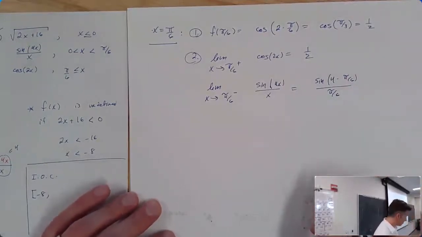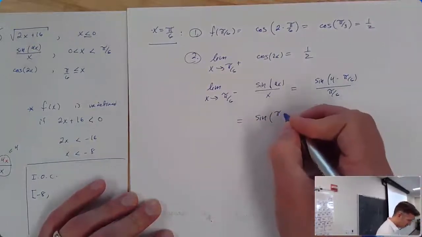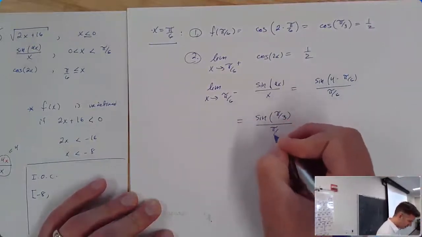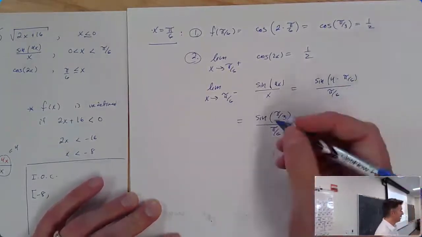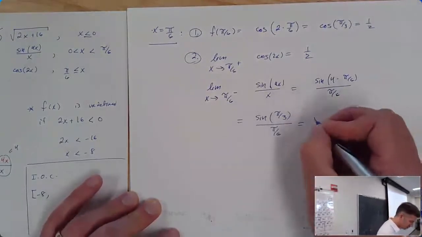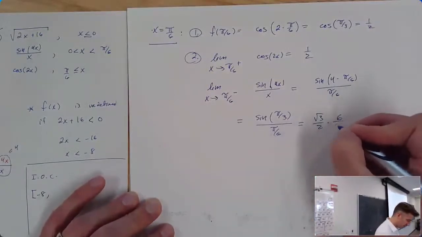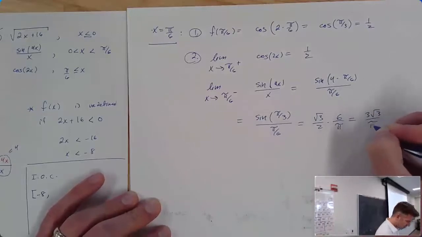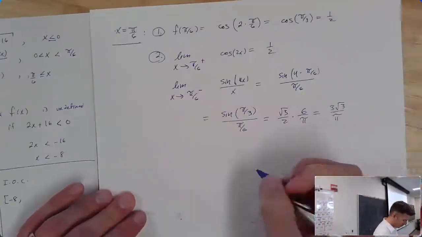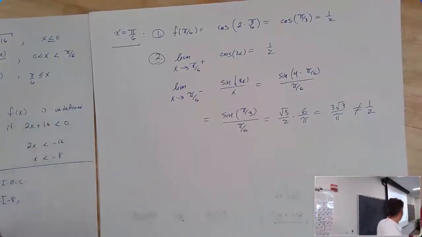And if we evaluate that, we're going to get sine of 2 pi over 6, which is pi over 3, over pi over 6. And sine of pi over 3, well, if you know that cosine of pi over 3 is 1/2, we know that sine of pi over 3 is root 3 over 2. That's going to be the square root of 3 over 2. And instead of dividing by pi over 6, let's multiply by the reciprocal, 6 over pi. So this ends up being 3 root 3 over pi. Whatever that number is, I'm pretty sure it's not equal to 1/2. I don't know exactly what 3 root 3 over pi is, but it's definitely not 1/2.